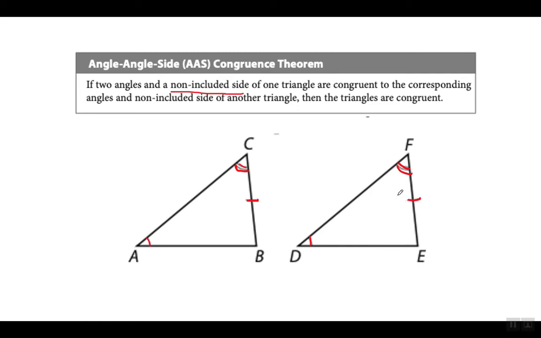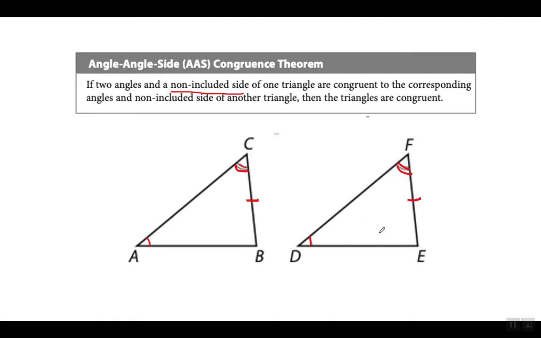So with just that information, notice that it doesn't tell me anything about side AC and side DF, or side AB and side DE, or angle B and angle E. It doesn't give me that information. But just with this information, I could confirm that yes, the two triangles are congruent based on the angle, angle, side congruence theorem, or AAS for short.